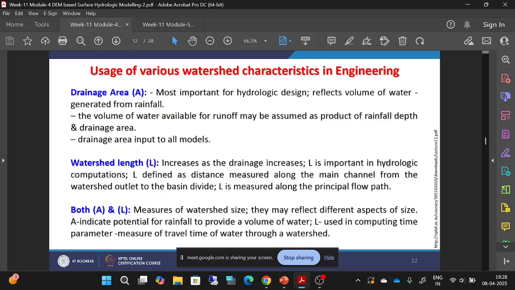The area can indicate potential for rainfall to provide a volume of water. The length can be used in computing the time parameter, like the travel time of water through the watershed, how much time it's going to take. So the size of that watershed and also the length is very important in order to understand how the water is going to be when the water enters via precipitation and all.